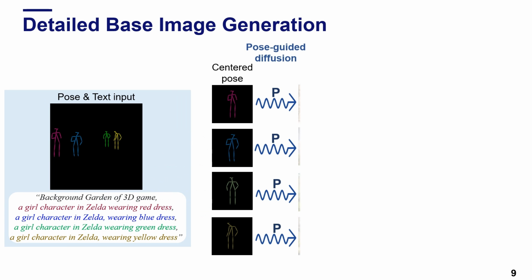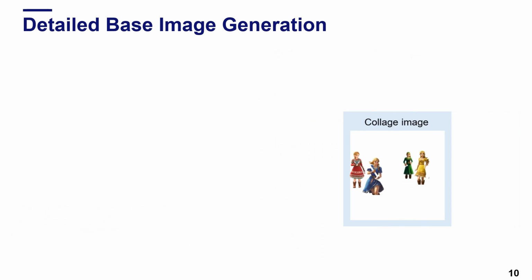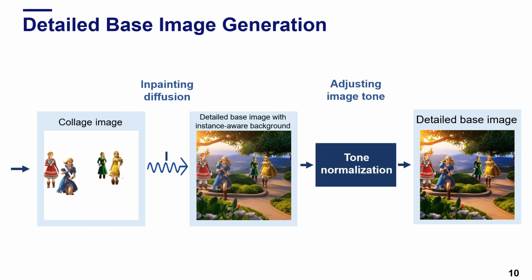Let's take a deeper look into detail-based image generation. Firstly, individual instances are generated in the training resolution of pose-guided T2I diffusion models. Next, the generated instances are segmented, cropped, and resized to the desired size. Next, a diffusion-based inpainting method is employed to create an instance-aware background, and to address potential inconsistencies in brightness and color tones, tone normalization is performed.